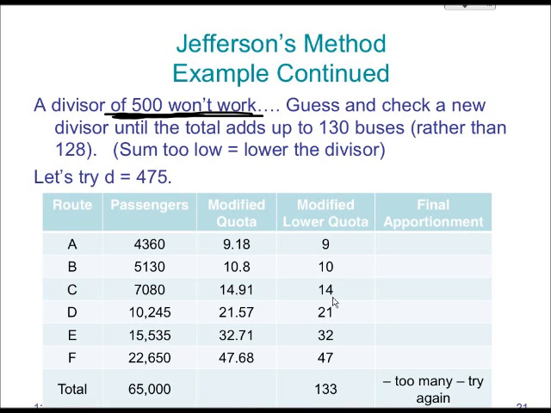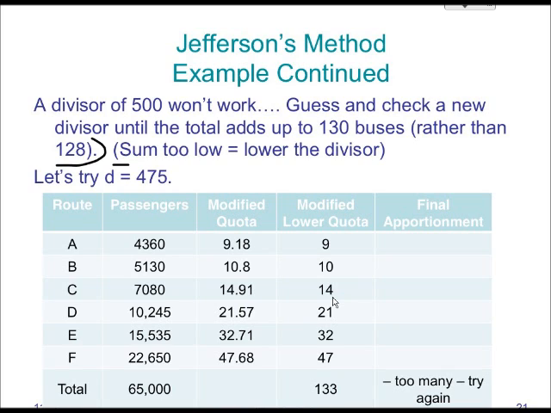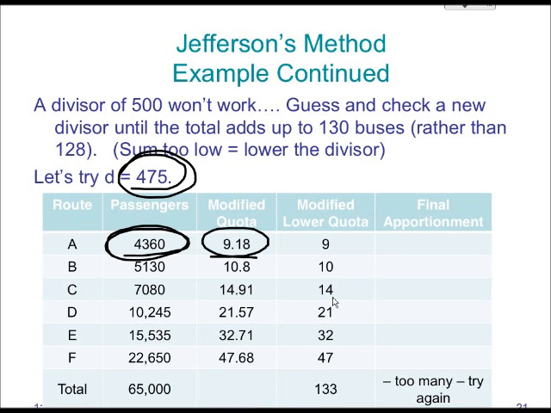So when this number is too low, we have to lower the divisor. It's kind of a rule of thumb. When this number is too low, lower the divisor. So randomly, we're going to try 475 to divide by. So we're going to take the 4360, and now we're going to divide by 475. When we do that, we get 9.18. Round it down, we get 9. And do that for each one.